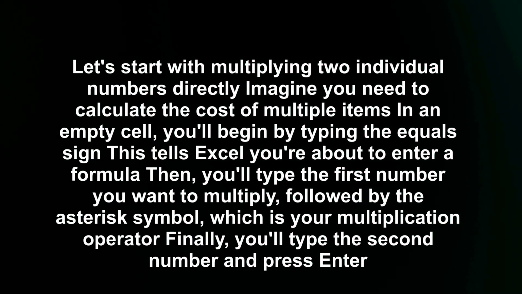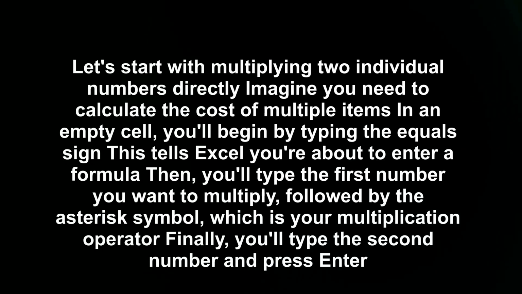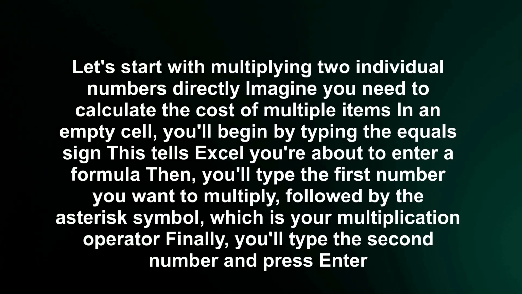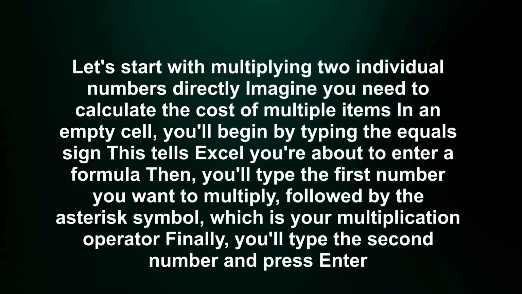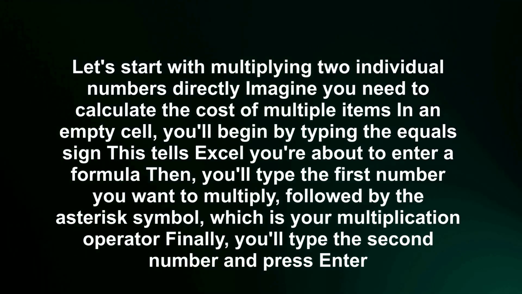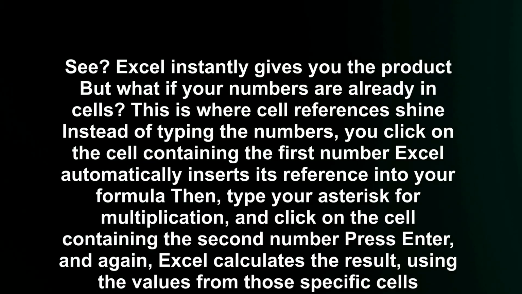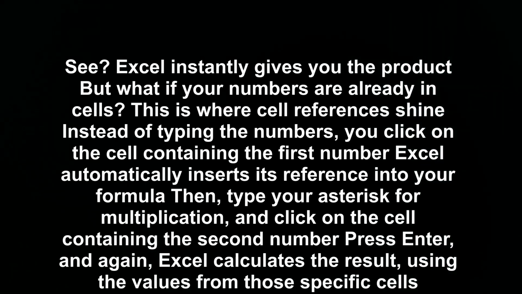You'll begin by typing the equals sign. This tells Excel you're about to enter a formula. Then, you'll type the first number you want to multiply, followed by the asterisk symbol, which is your multiplication operator. Finally, you'll type the second number and press enter. See, Excel instantly gives you the product, but what if your numbers are already in cells?